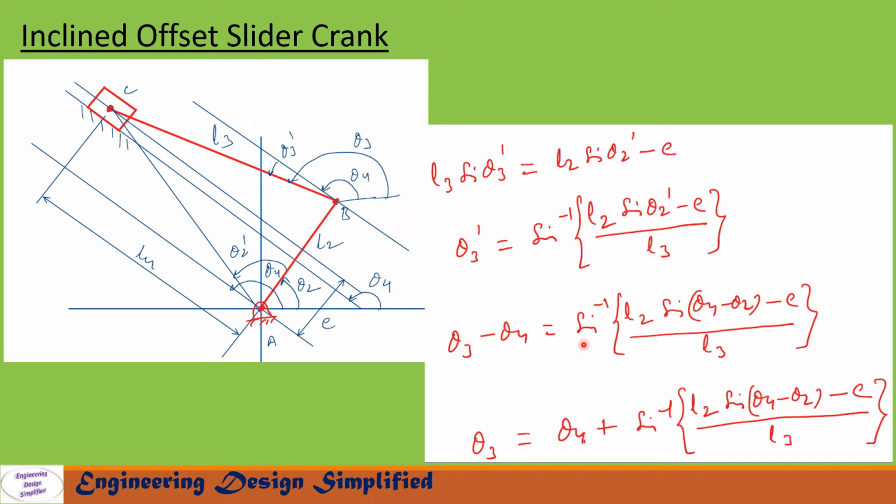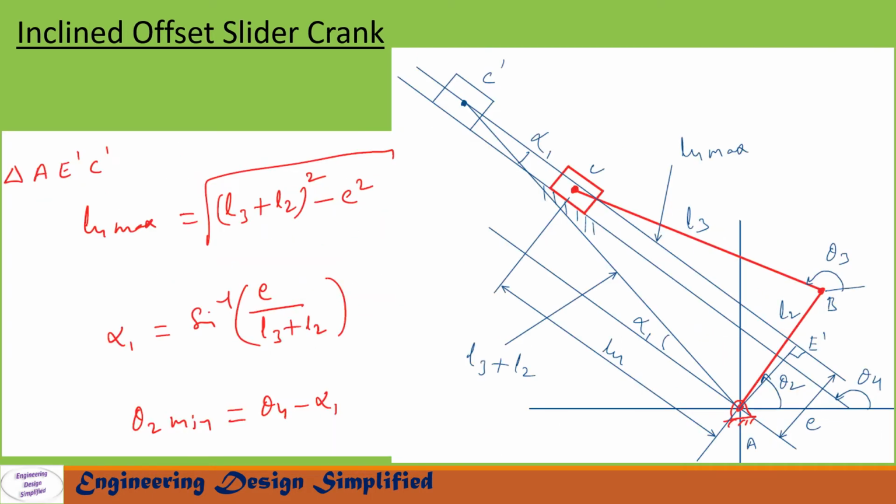After substituting that, theta 3 minus theta 4 equal to sine inverse of (L2 sin of theta 4 minus theta 2, minus E) by L3. So theta 3 can be written as theta 3 equal to theta 4 plus sine inverse of (L2 sin of theta 4 minus theta 2, minus E) by L3. So this is the equation to find theta 3.